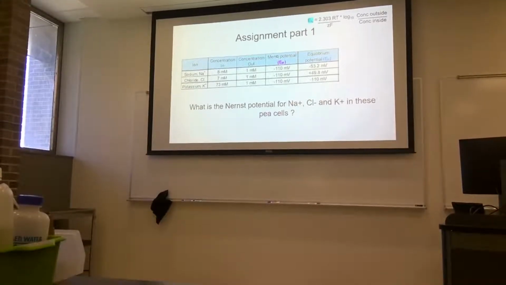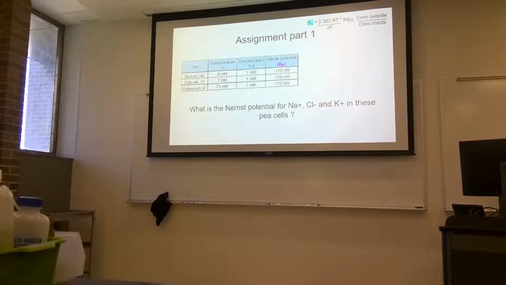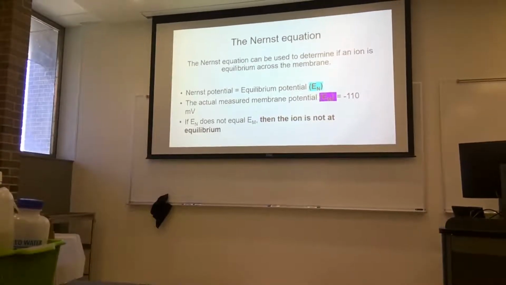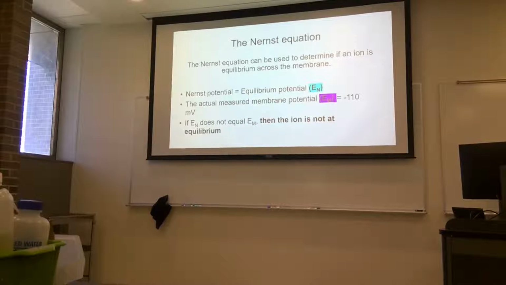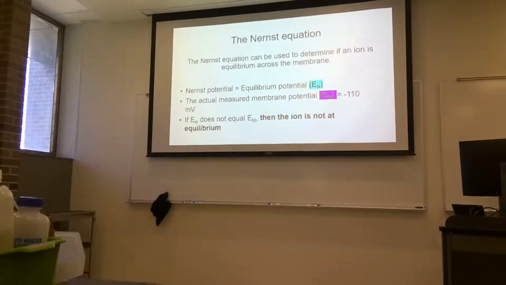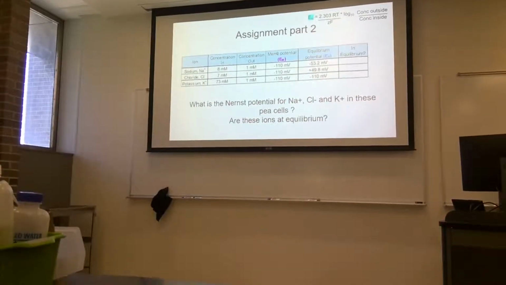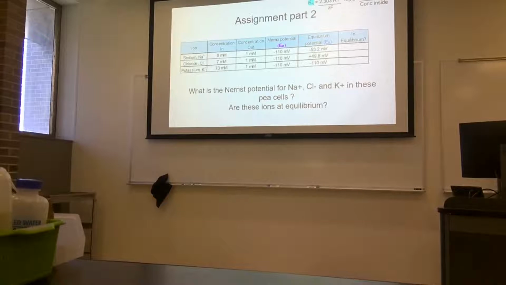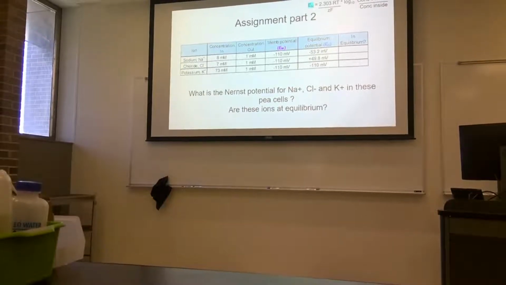Okay. So this basically tells you, once you calculate, if the equilibrium potential is different from the actual membrane potential, it tells you it's not at equilibrium, right? So basically these two are not at equilibrium. This is not 110, but this one is. So from here, we have two ions not at equilibrium, one of them at equilibrium.